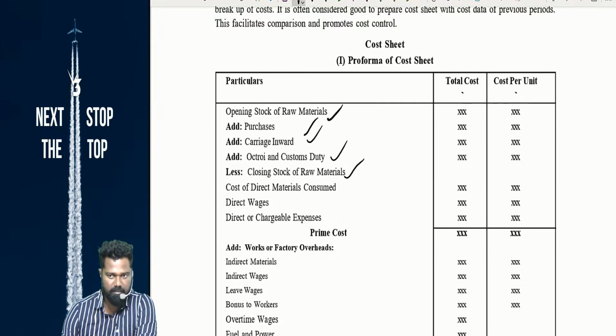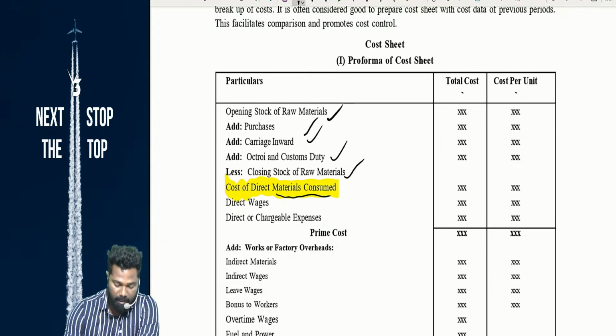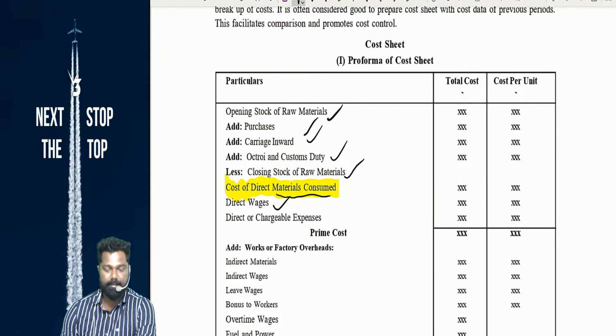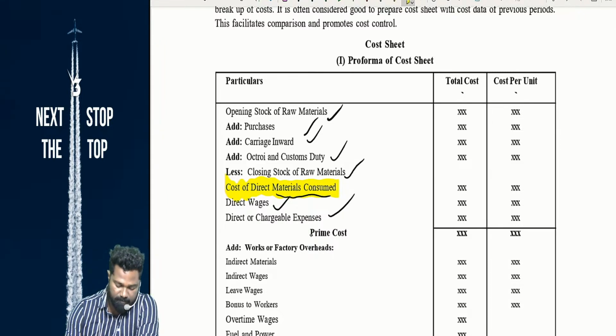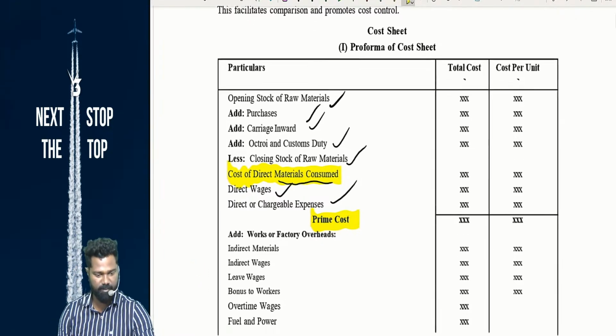Closing stock of raw material. Whatever we get is nothing but direct material consumed. Very good. Next is what? Direct wages paid, then direct expenses. Whatever we arrive at is called prime cost. Any doubt? Chalo. Very good, bacho.